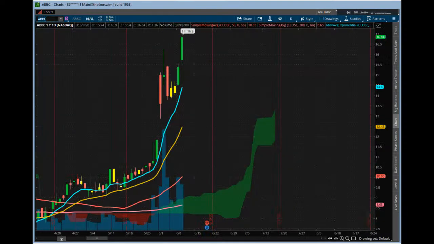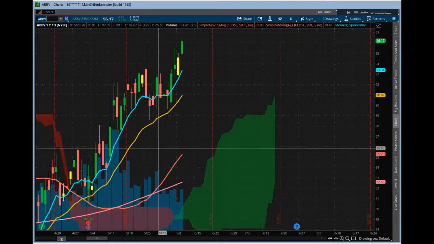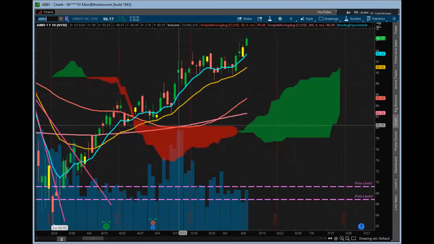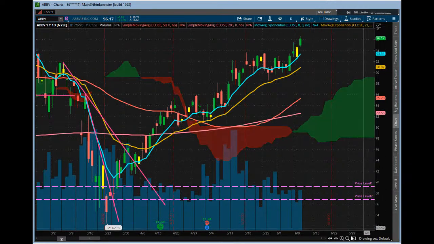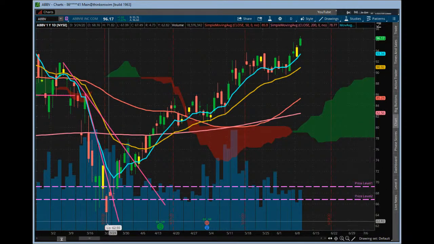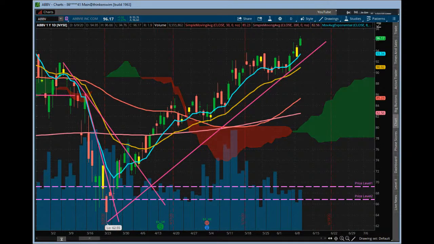So you got that AbbVie. All right, so AbbVie looking pretty good. Inside day yesterday, decent candle today. Again, still holding trend on the way up, so looking pretty good here. Let me get the trend line tool up there. So that's looking good. Okay, so yep, still holding trend. Inside day up today with some decent volume today as well.